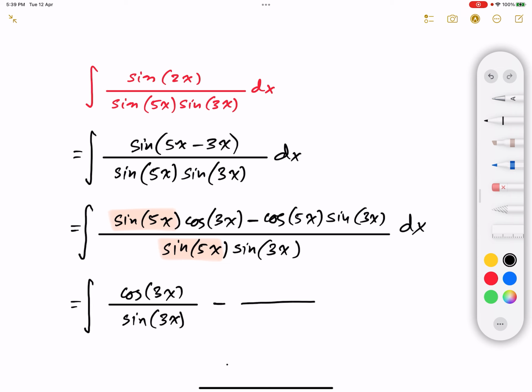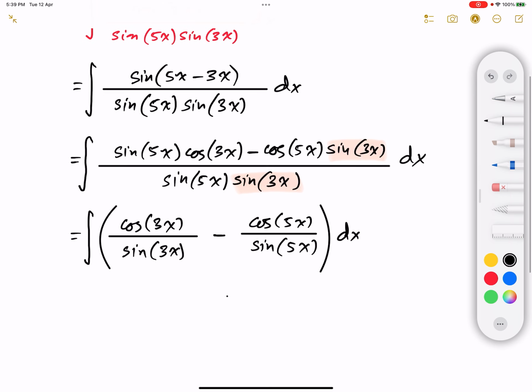Then we do the same thing for the second term. You can notice that sine 3x is going to get cancelled with sine 3x, and we're going to be left with cosine 5x divided by sine 5x. Let's put everything between two parentheses, dx.